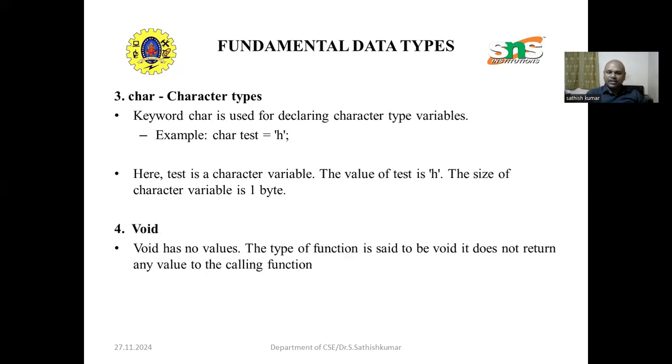Next is the character type. The keyword char is used for declaring character type variables. For example, char text = 'h'. Here text is the character variable, and the value of text is h. The size of a character variable is 1 byte. Void has no values. A function of type void does not return any value to the calling function.